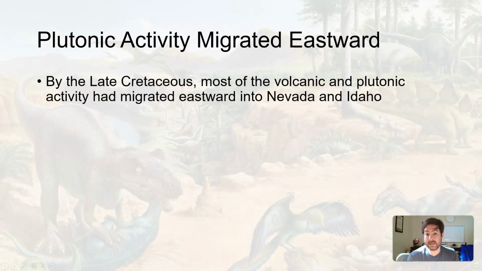This plutonic activity, and I mentioned it very briefly before, by the late Cretaceous, most of the volcanic and plutonic activity actually migrated eastward into Nevada and Idaho.